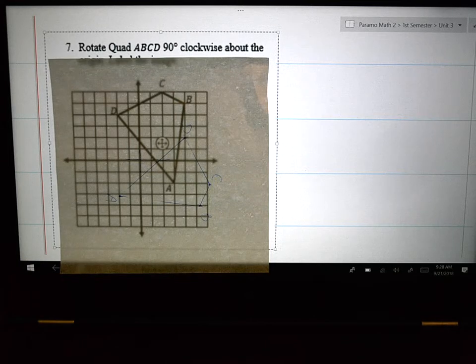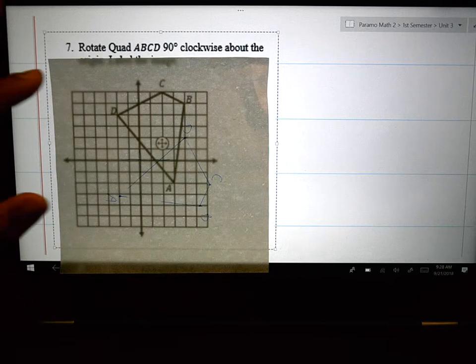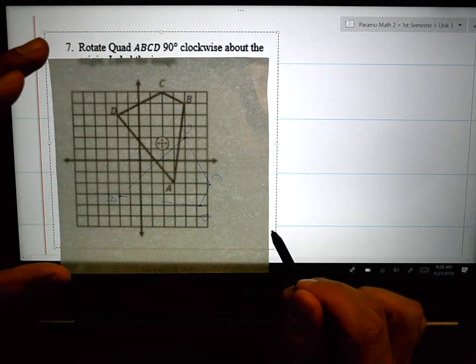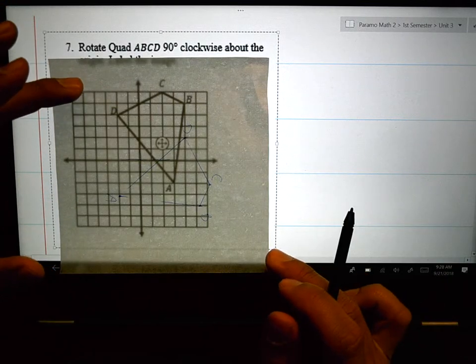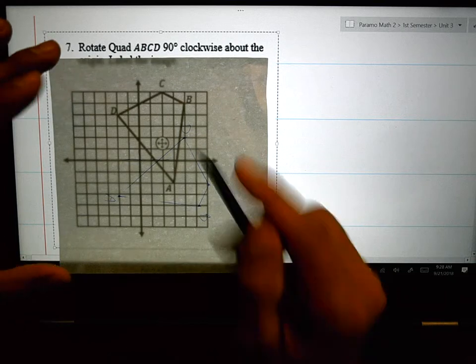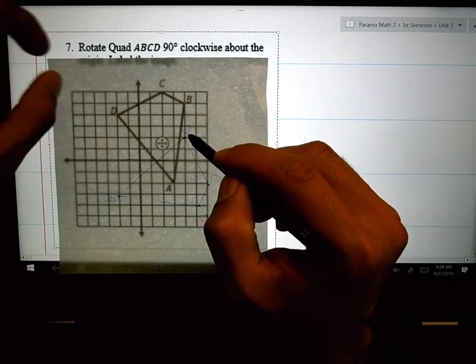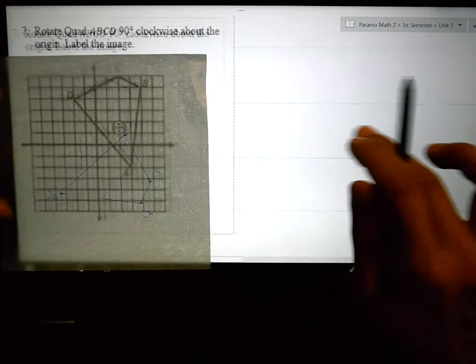And so what you do is once you get this thing rotated 90 degrees and you see where your new points are, you kind of move your paper and you go, oh, here's my dot, here's my new dot.